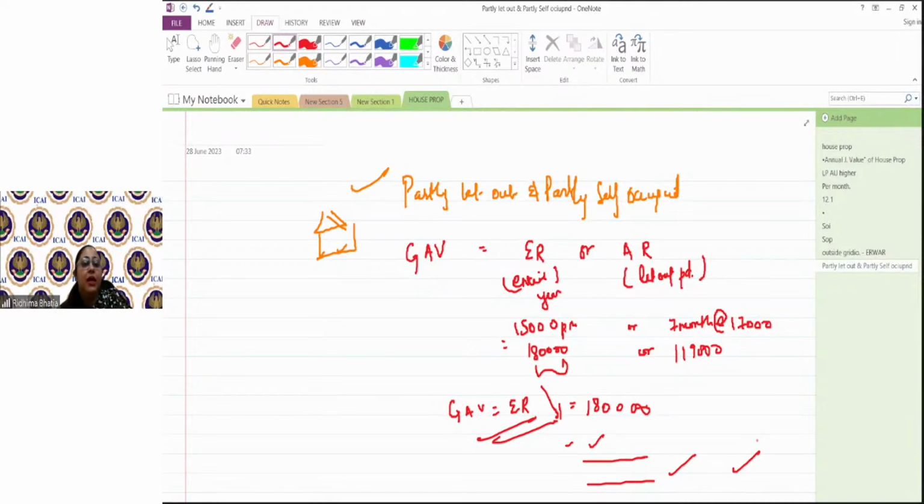Sorted? Did you understand this scenario, partly let out and partly self-occupied? Yes, now you will say, ma'am, this is wrong, it was let out only for 7 months. No, the provision says when the gross annual value is taken, you have to calculate the expected rent for the entire year and compare it with the actual rent or rent receivable for the let out period. Okay, it is very simple, no other problem in this. Understood? Did you understand this scenario, guys?